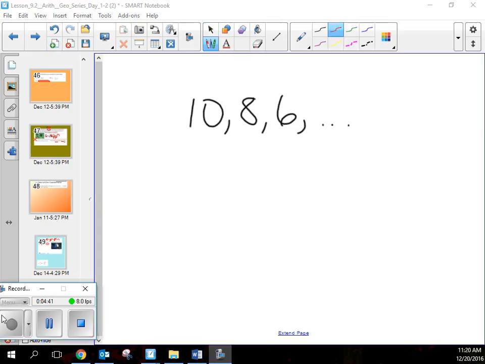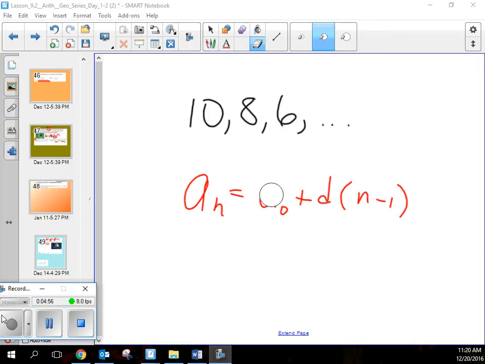Okay, let's see if you were on the right track. A sub n is a0 plus d times n minus 1, but I know stuff. Like, for instance, I know that a0 is 10. I'm putting a 10 there. And I know the d, the difference each time, is it's going down 2. So I'm going to put a minus 2 right there.